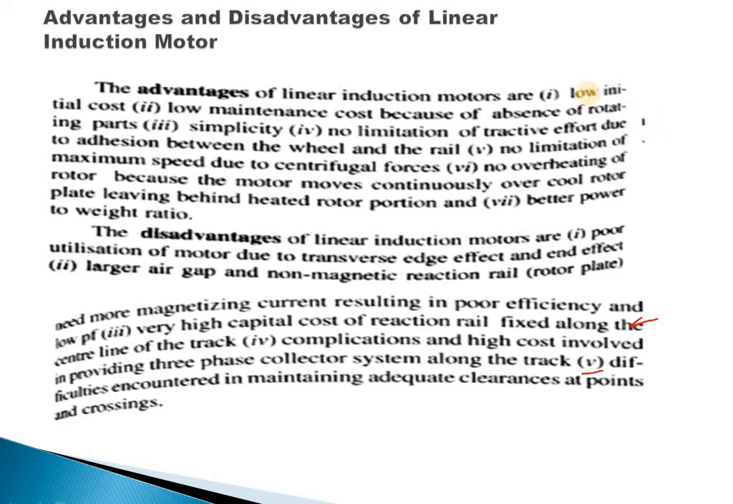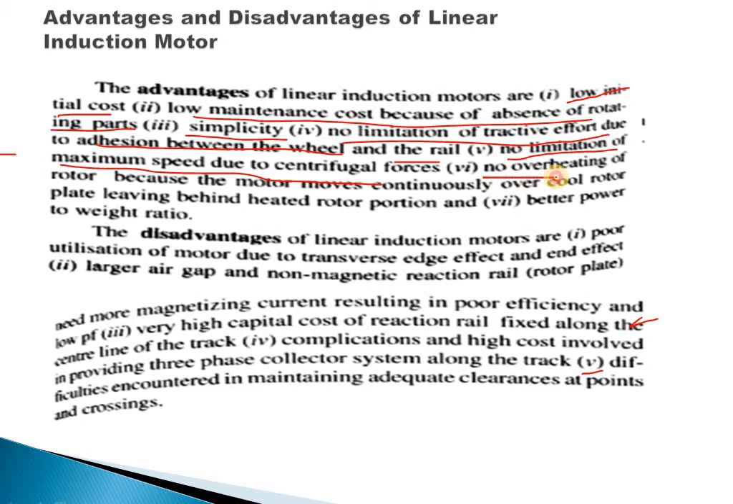Definitely it will give you low initial cost. Second, it requires low maintenance and cost because of the absence of rotational parts, because it is linear in motion, so definitely it does not require rotational parts. Third, it is simplicity, and fourth, no limitation of tractive efforts due to adhesion between the wheel and the rail. Now, fifth is no limitation of maximum speed due to centrifugal forces.